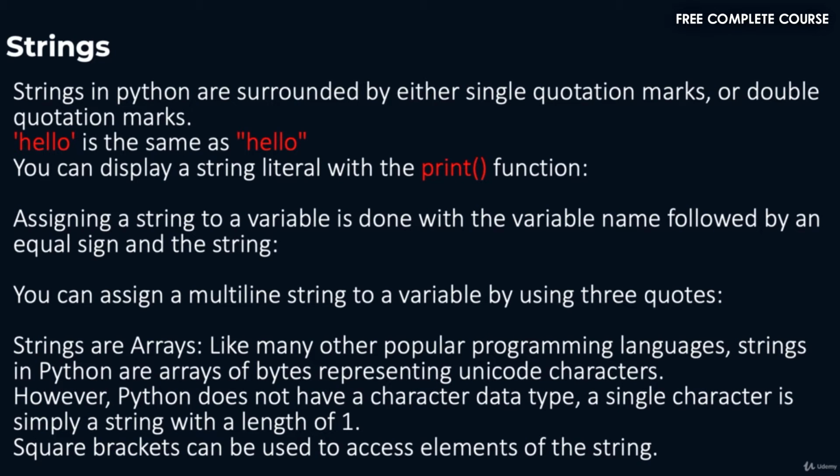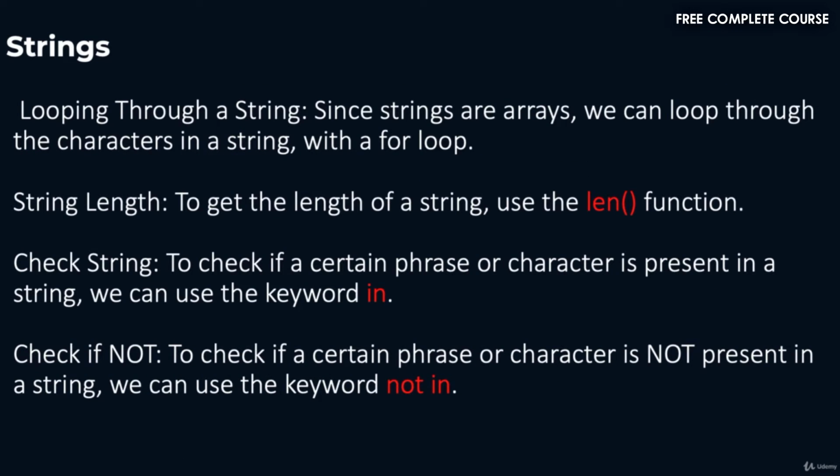Square brackets can be used to access elements of the string. Looping through a string. Since strings are arrays, we can loop through the characters in a string with a for loop. String length. To get the length of a string, use the len function. Check string. To check if a certain phrase or character is present in a string, we can use the keyword in. Check if not. To check if a certain phrase or character is not present in a string, we can use the keyword not in.